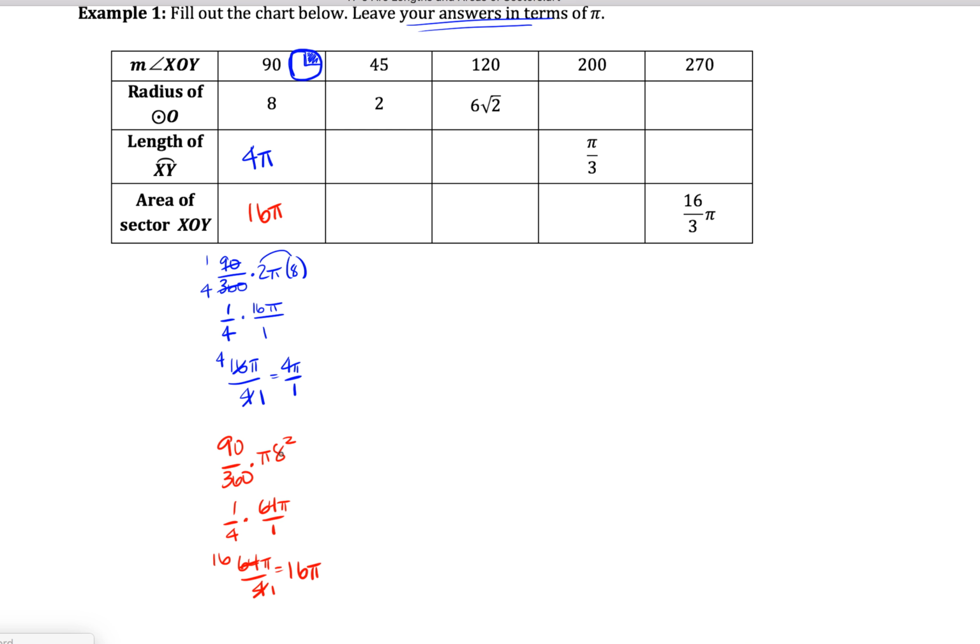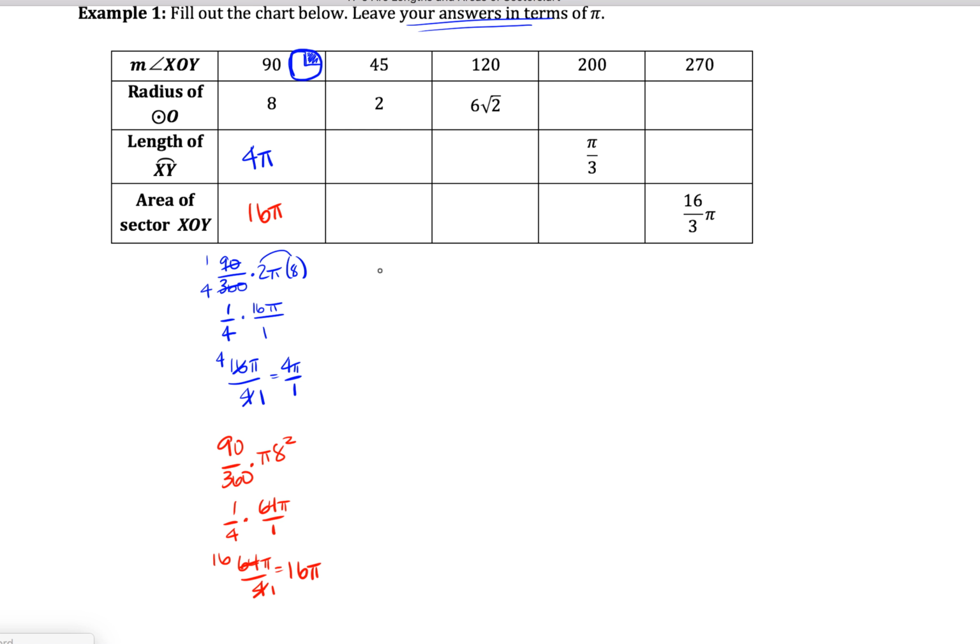It's just the full circle's area, 64 pi, times the portion of the full circle that our sector represents. It's 1/4 of the circle. I know that because 90 over 360 is 1 over 4. Okay, let's move on to the second column. We have a radius of 2 and an angle of 45.